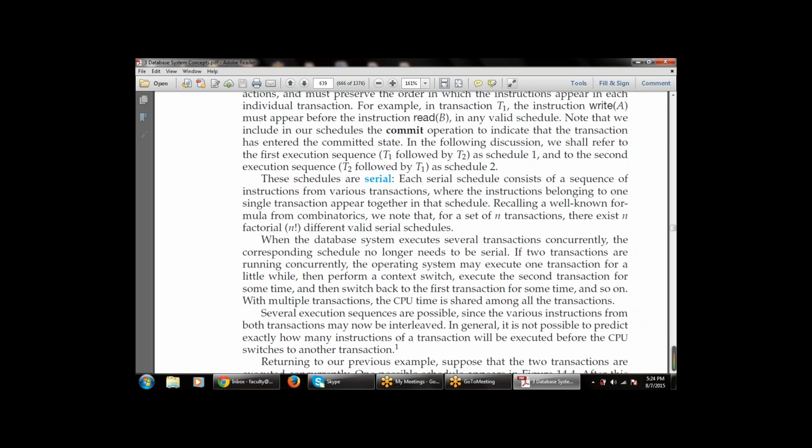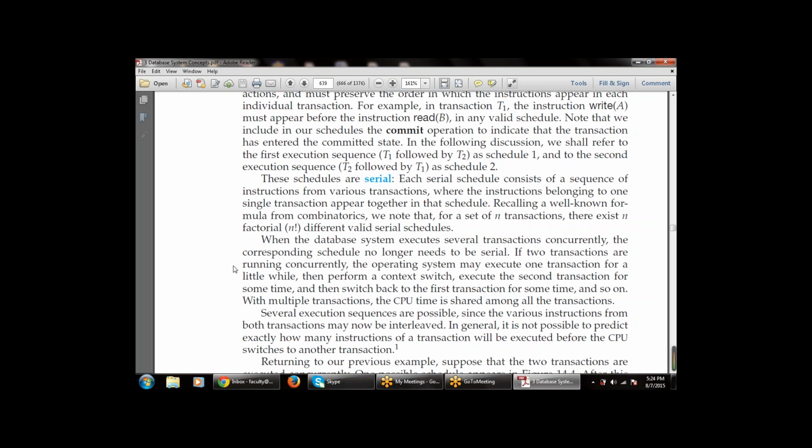If there are two transactions running concurrently, the operating system may execute one transaction for a little while, then perform a context switch, execute the second transaction for some time, and then switch back to the first transaction for some time, and so on. That means switching from one transaction to another whenever there is a requirement for transferring from one part to another.